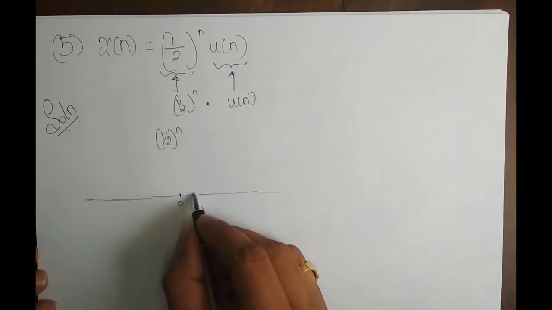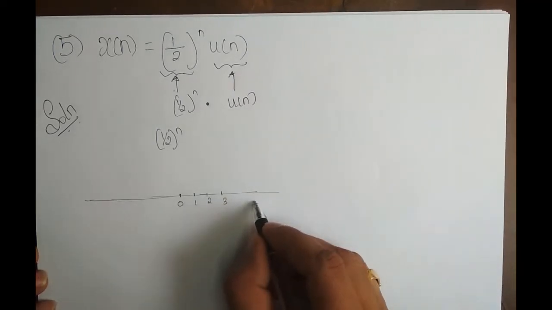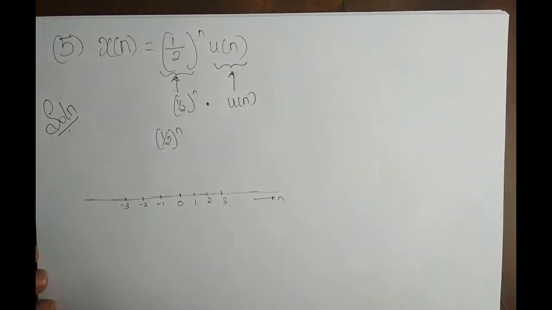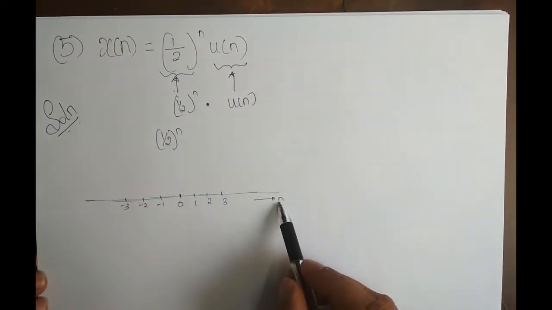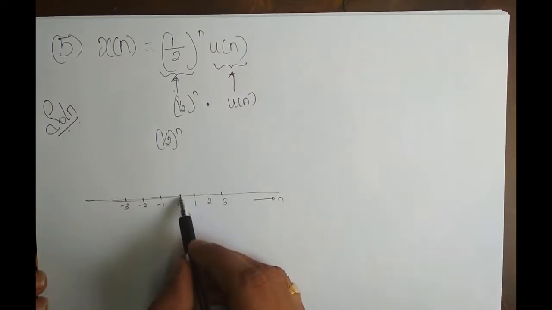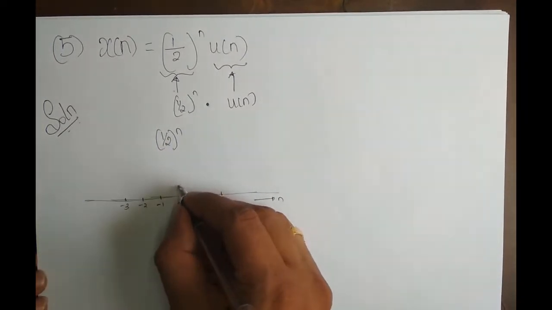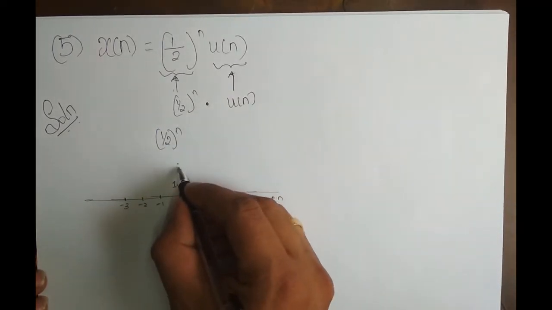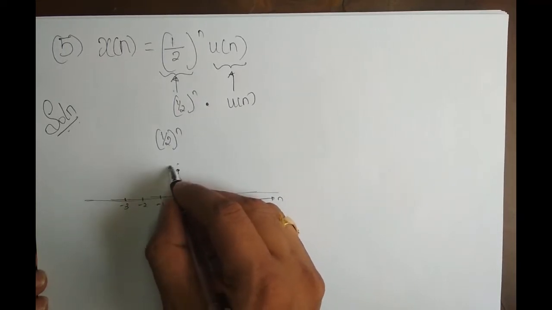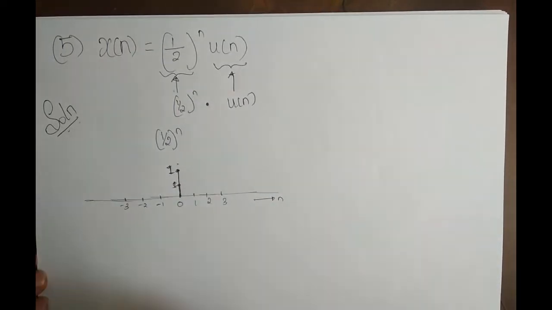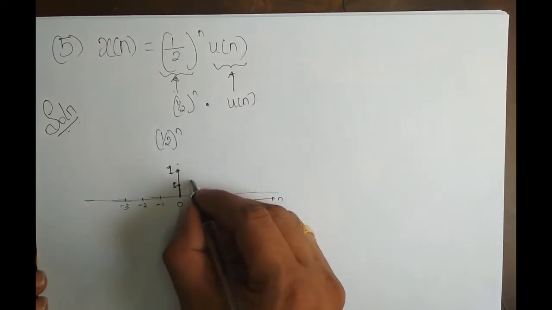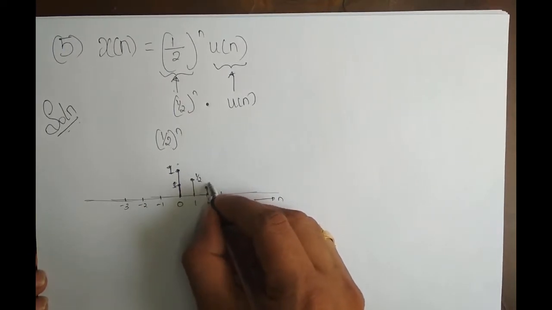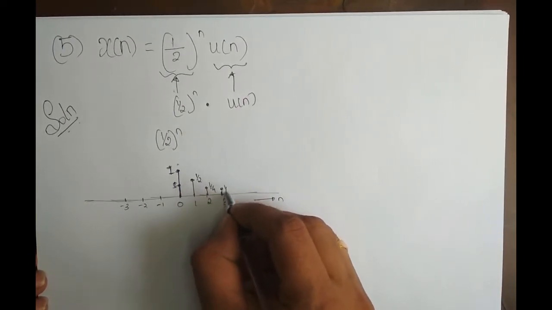So this is 0, 1, 2, 3 and it goes on, and this is minus 1, minus 2, minus 3 and this goes on. So I have to give values for n. At n equal to 0, it is 1 by 2 power 0. What is the value of 1 by 2 power 0? It is 1. I'll just slightly increase the amplitude. So this is my 1. Now at n equal to 1, it is 1 by 2 power 1, which is 1 by 2, right? At n equal to 2, it is 1 by 4, and this goes on. At n equal to 3, it is 1 by 8, and this goes on.